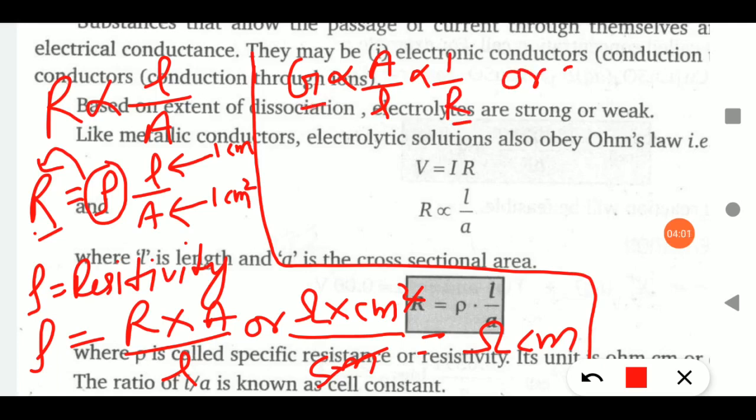Or what will I do? I will put a constant. When I remove this proportionality sign, then I will put a constant, and this constant is known as kappa. Kappa means conductivity. So what is kappa? I am writing here, kappa is conductivity.